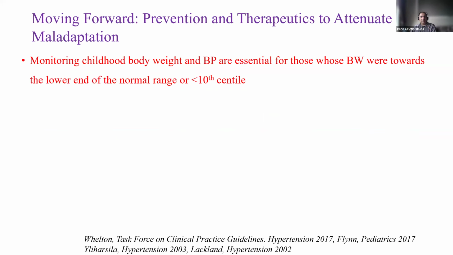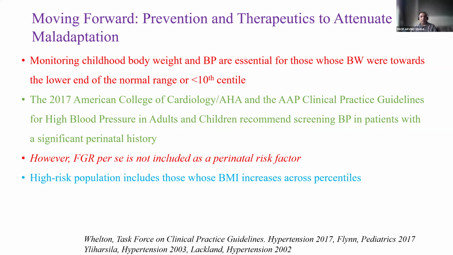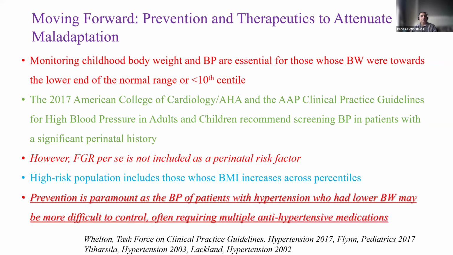So monitoring childhood body weight is essential, especially for cohorts born very young. Look at screening of blood pressure in infants and children who have a significant perinatal history. As I mentioned earlier, fetal growth restriction per se is not included as a clear risk factor by pediatric cardiologists, adult cardiologists, or adult physicians who look at populations where blood pressure is an issue. So prevention is paramount, as blood pressure in patients who had hypertension later on and who had lower birth weight may be difficult to control compared to essential hypertension without this risk factor. So often you might require multiple antihypertensive medications.